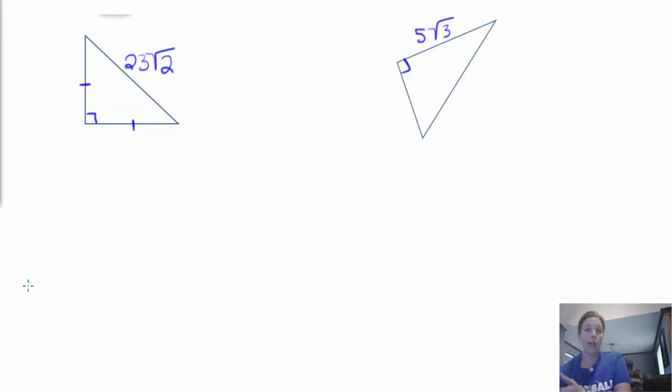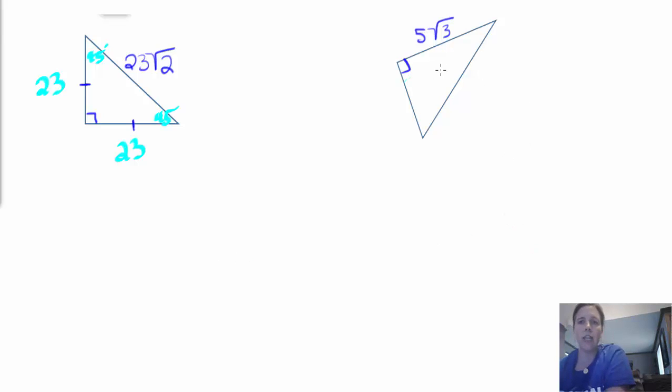Okay, I think these are the last two examples. So if we had 23 square roots of 2, since this shows you it's a 45, 45, 90, since the legs are equal, then these legs are just 23. And when you get into geometry, you'll do more complicated ones where it's not nice and neat like this, but we don't have to worry about that this year.